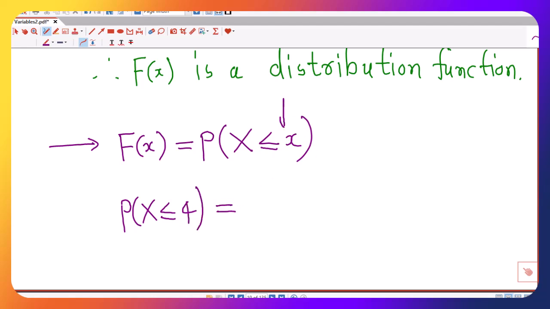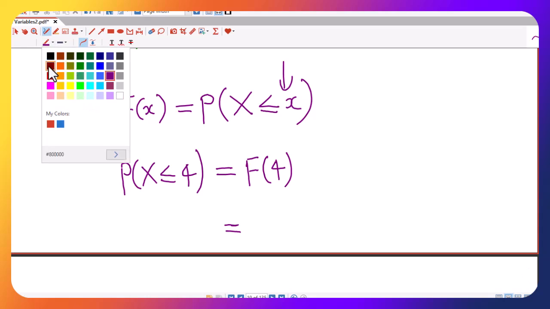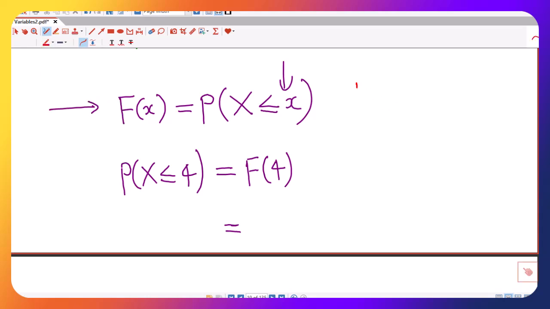If we take small x equal to 4 here, this is equal to the value of F(x) at x equal to 4. Now x equal to 4 is non-negative, and we have the formula of F(x) here. If x is less than 0, F(x) is 0. If x is greater than or equal to 0, F(x) is 1 minus e raised to minus x by 4.